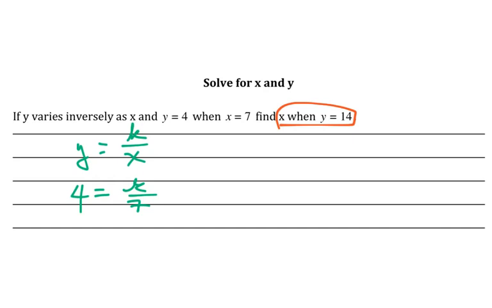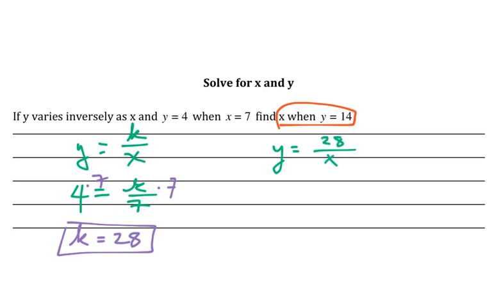So we set this equation up, and then the easiest way to do this is just multiply. And you'll get k equals 28. And figuring out this k constant sets you up to write y equals 28 over x. So the whole idea is you've created this equation. Now with this equation, if you're given a coordinate, but you only have one of those two, you can find the other.